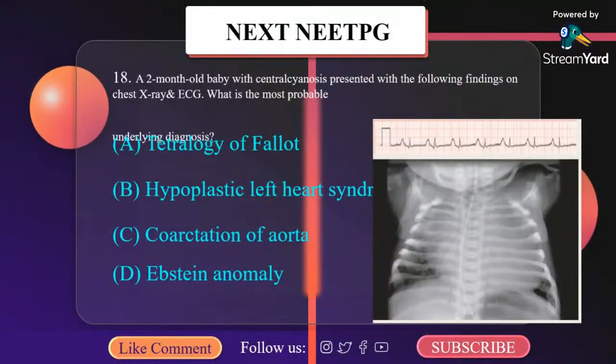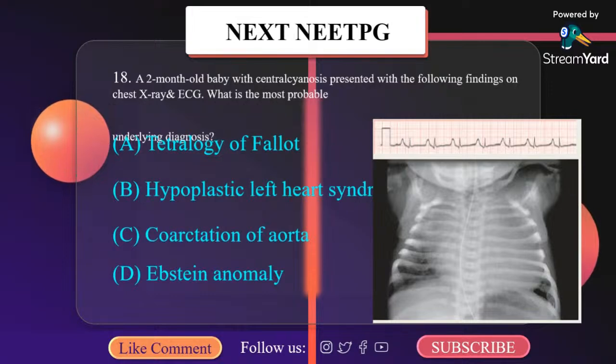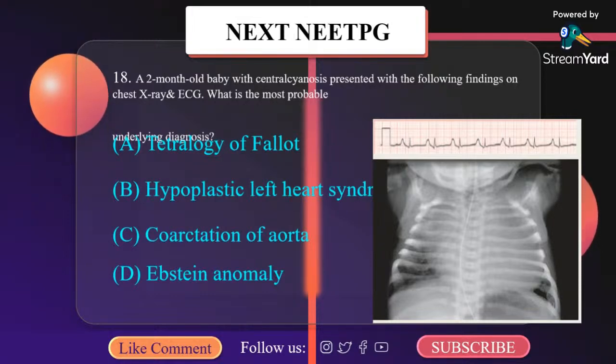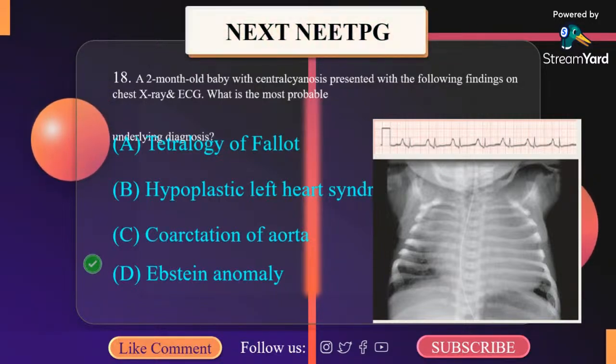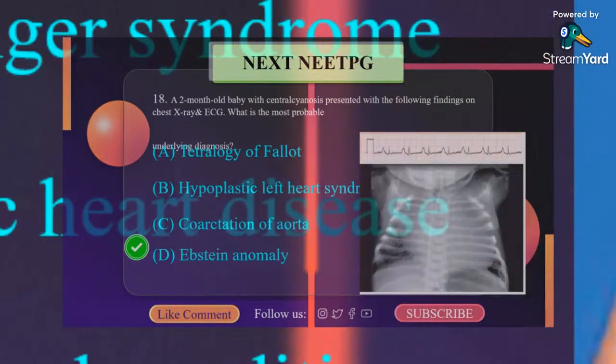A 2-month-old baby with central cyanosis presented with following findings on chest X-ray and ECG. What is the most likely underlying diagnosis? A. Tetralogy of Fallot. B. Hypoplastic left heart syndrome. C. Coarctation. D. Ebstein anomaly. It is Ebstein anomaly.